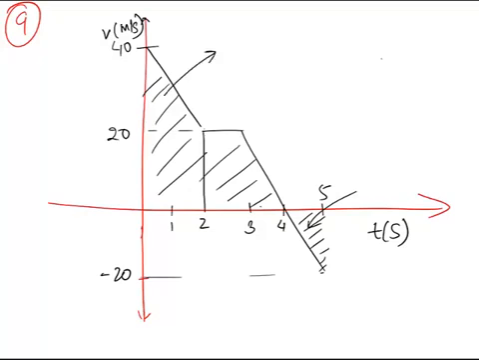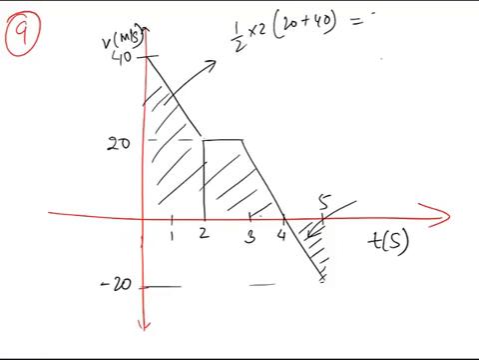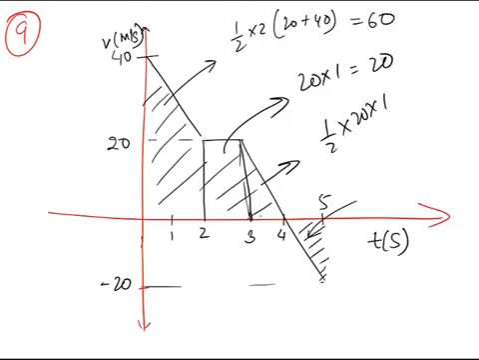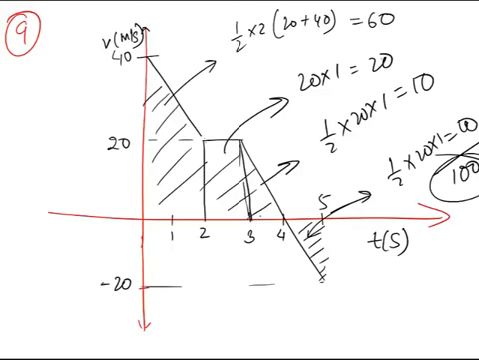So this is area of a trapezium, so half into 2 into 20 plus 40, which is 60. And area of the square is 20 into 1, that is 20. Area of this triangle is half into 20 into 1, that is 10. Area of again this triangle is half into 20 into 1, that is 10. Total area comes out to be 100. So distance traveled is 100 meters, but if you talk about displacement, that would be only 80 meters.